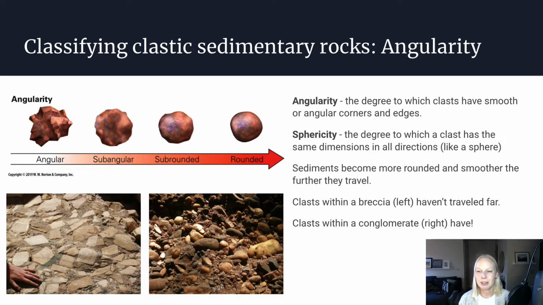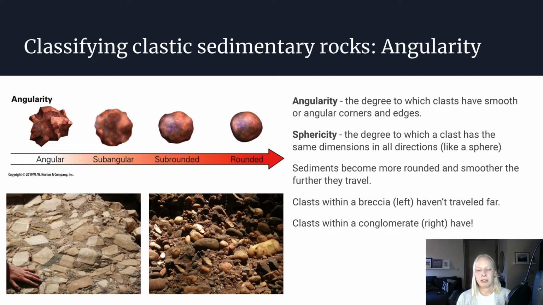We also think about sphericity. So sphericity is the degree to which clasts have the same dimensions in all directions. Something that is oblong is not spherical. It's sort of a stretched out sphere. But if all of its measurements in every direction are sort of the same, that would be something that's spherical. An egg, for example, is not very spherical. It's kind of a stretched out sphere.